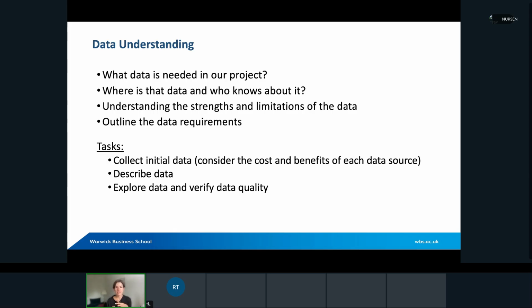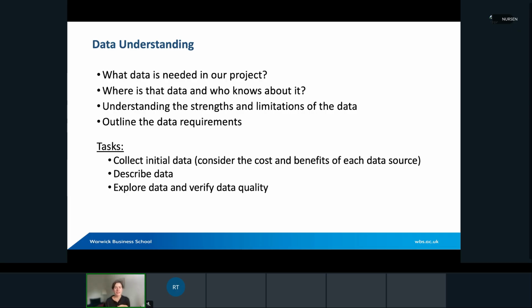So in the data understanding stage, we first assess the data we have. As in the telecommunication example, the company may provide you some historical data about customers, but you may need some additional data sets as well. For instance, you may want to know your competitors. Maybe historical data doesn't have any information about the competitors. So we need to understand the strengths and limitations of the data we have, and we need to also outline the data requirements for the data mining project.